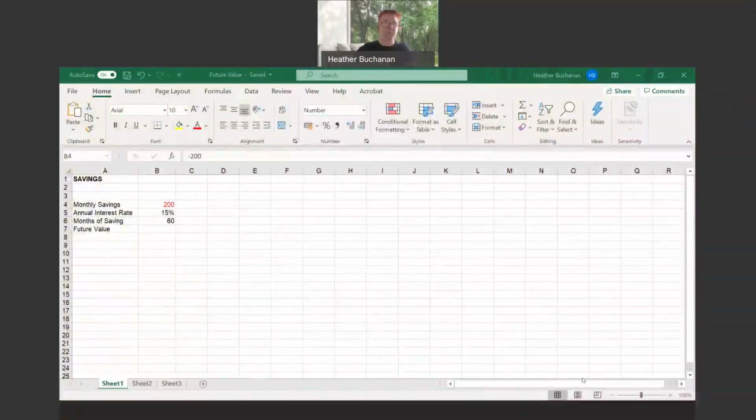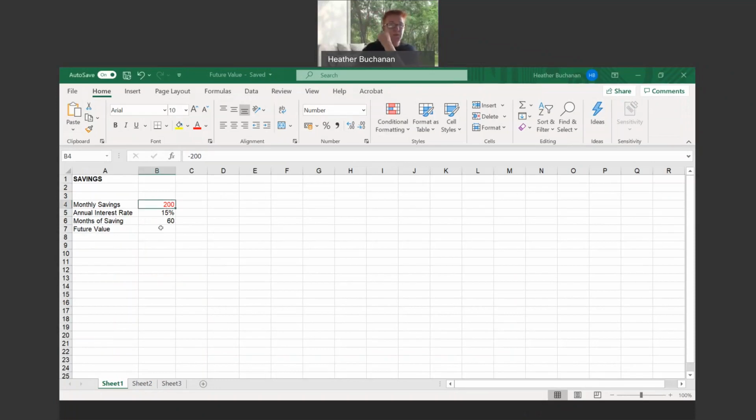So I've just got some monthly savings here. I'm going to save £200 a month at an annual interest rate of 15%, and I'm going to save for 60 months. So how much is that £200 going to be worth to me after that period of time with that interest rate? I've put the 200 into red, just to make sure that it's a negative so that we know that it's money that's outgoing and not coming in.